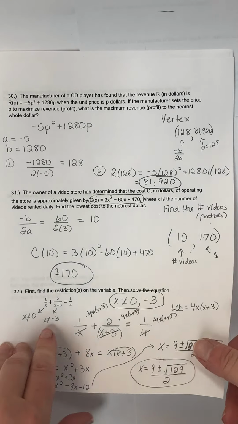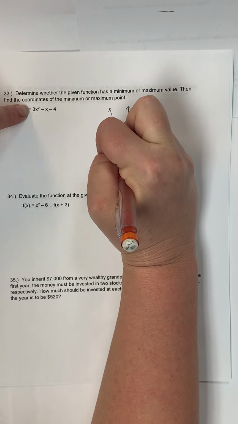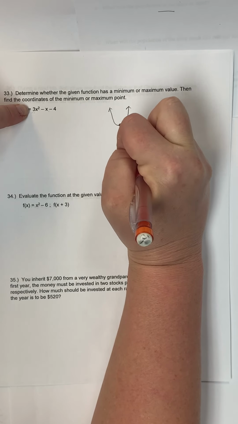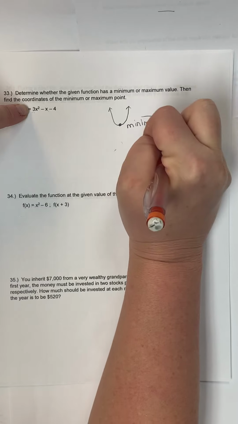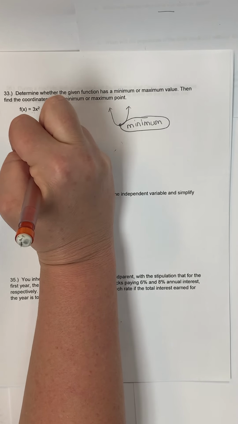All right, number 33. Determine whether the given function has a minimum or maximum value, and then find the coordinates of that point. Well, what this means is that this guy is a parabola. And since that leading coefficient there is positive, it means it looks like this, right? And it's going to have a minimum. So that's the first part. Now it wants the coordinates, which means it wants the vertex.